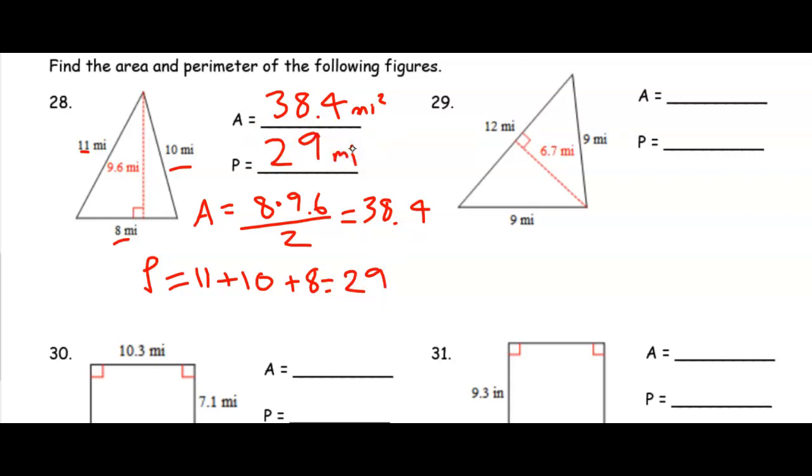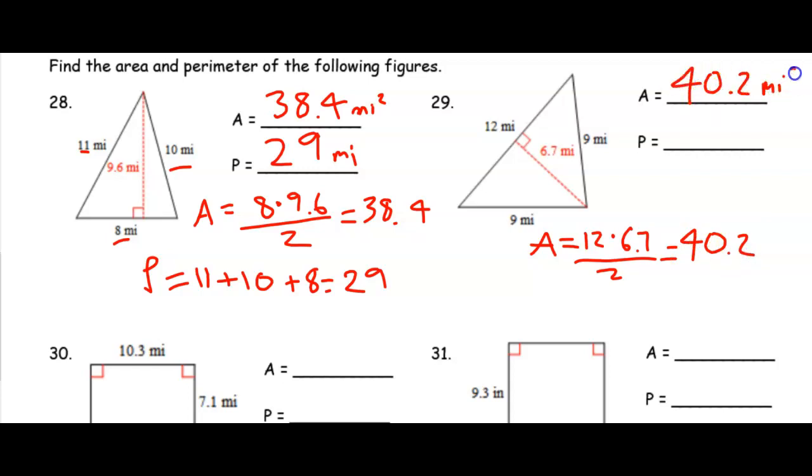All right. This triangle has been rotated. So the area, the base is actually 12 times the height, which is 6.7, divided by 2. Gives me 40.2. And that's miles squared. And perimeter, we're adding the outside sides, not the inside. So 12 plus 9 plus 9, which is 30. 30 what? Miles. Cool.